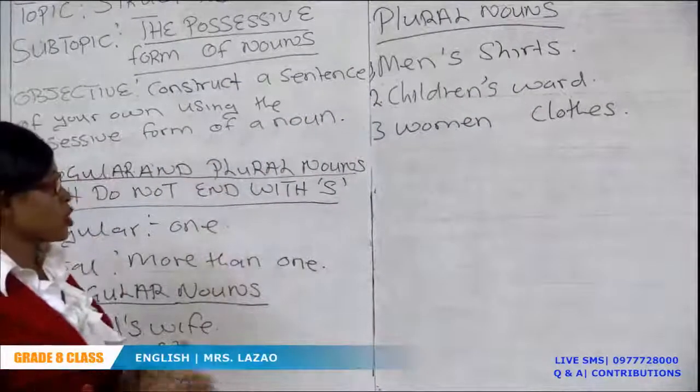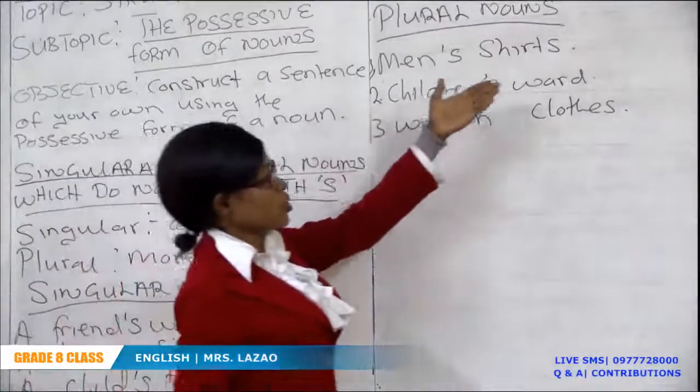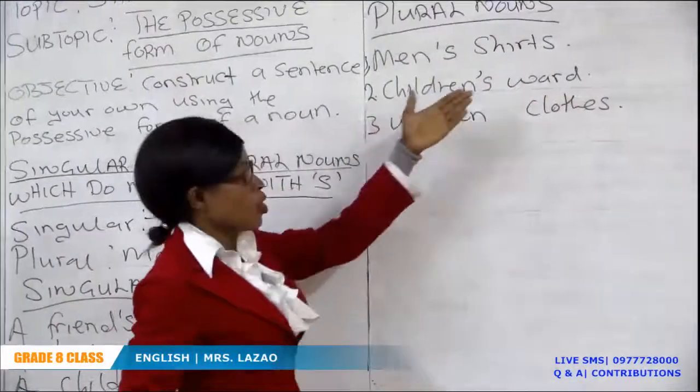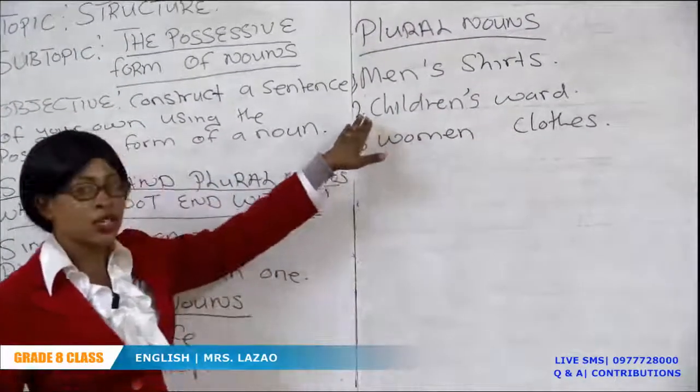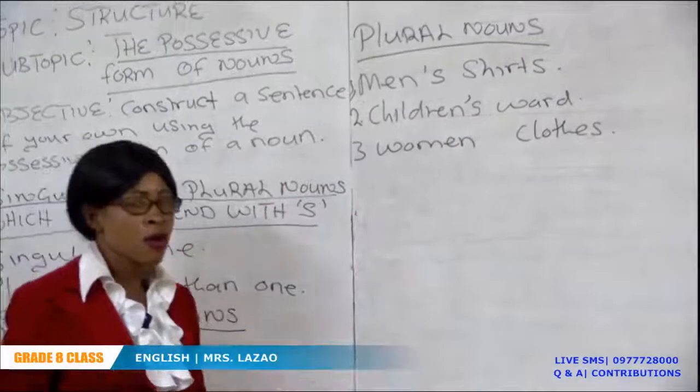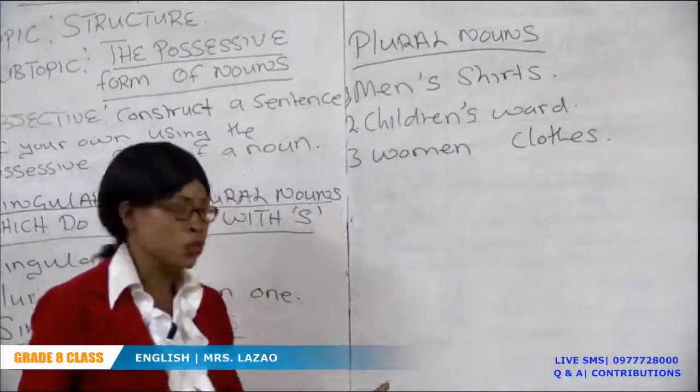Apostrophe and an S. So it will read children's word. Meaning this word belongs to these children. It's either they are 4 or 5 or 2.